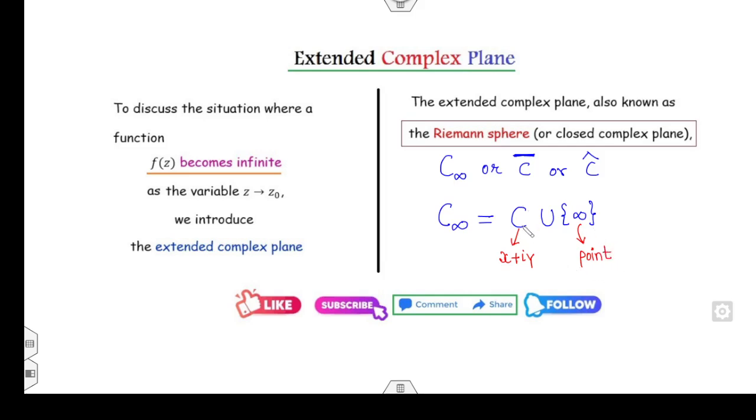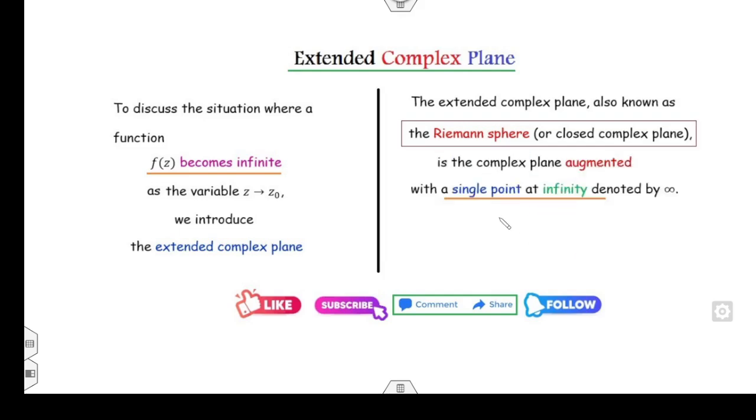We can extend the original complex plane by adding a single point. Remember, in the real line R you have minus infinity to plus infinity, while in the complex plane infinity is considered as a point in the Riemann sphere. So we can define C infinity as C union infinity.